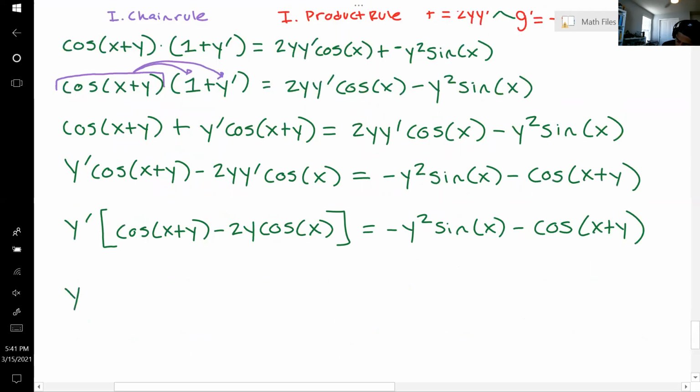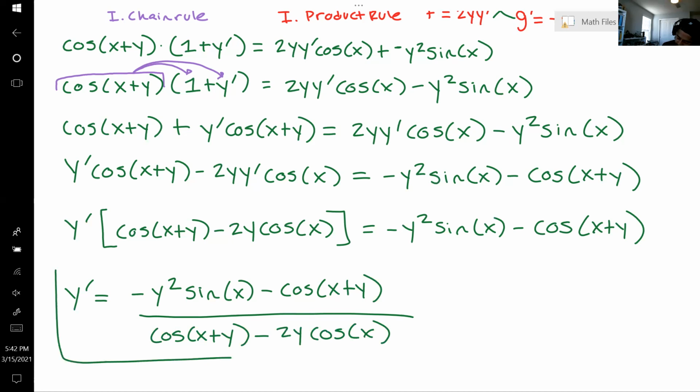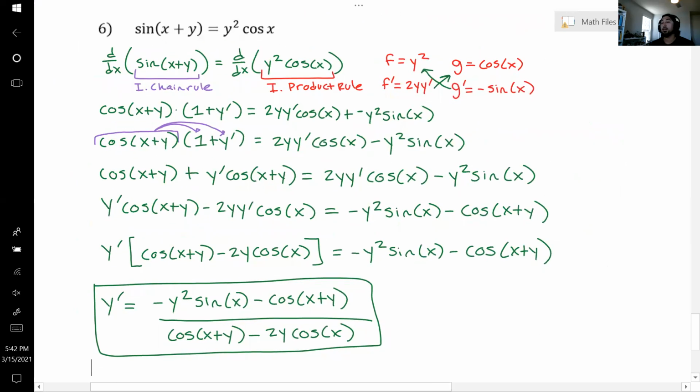And you'll get y prime equal to negative y squared sine of x minus cosine x plus y over cosine x plus y minus 2y cosine x. Read it and weep. Don't cry too much though.